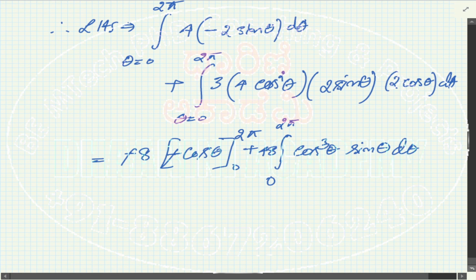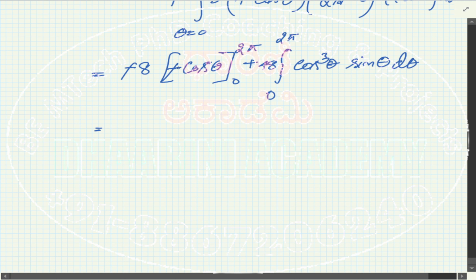This is equal to cos theta, cos of 2 pi, right, is 1, minus cos 0. So cos 0 minus cos 0, this term is gone. The first term we can directly cancel. So this is 0 plus 48 times cos cube theta, and the differentiation of cos theta is with that. So I can directly write this as cos to the 4 theta by 4. Substituting 0 to 2 pi, you can see that the first term is anyway 0. I'm not going to write it once again.